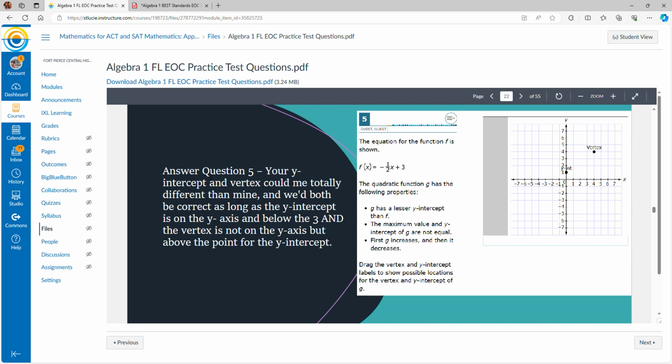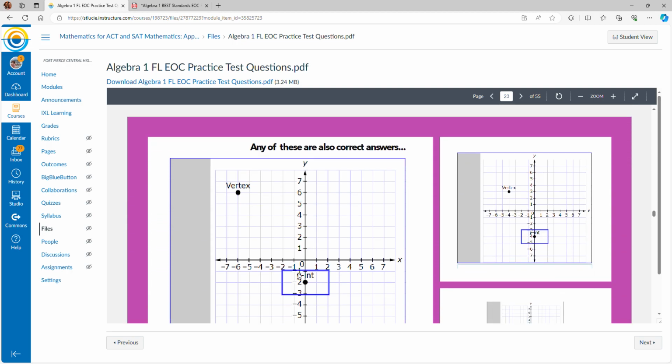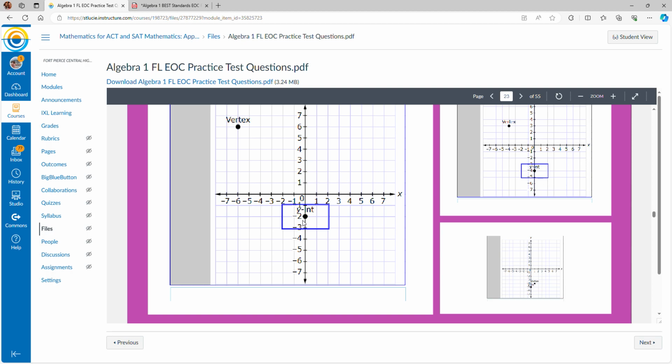So your answer may look very different from mine, and we could both be correct as long as the y-intercept is on the y-axis and below the 3, and the vertex is not on the y-axis, but above the point for the y-intercept. So here's some more answers that could be correct. So we've got a y-intercept that's negative, and the vertex is above. So our function would be this n like this, or like this, or like this.